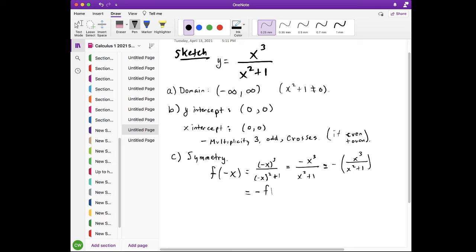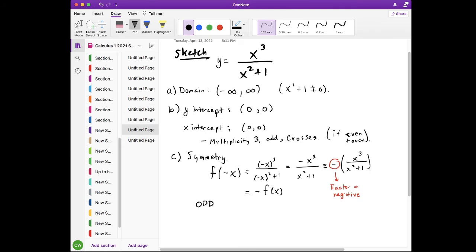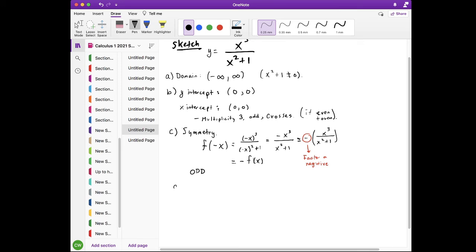This is something I always like to do when determining even and odd: always factor out a negative, because what you want to see is what happens inside the factor. So it's odd. That means we only have to graph half of the thing, and the rest just follows. Okay. Asymptotes. Are there vertical asymptotes?